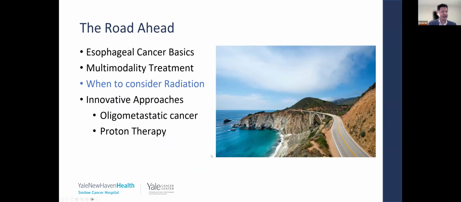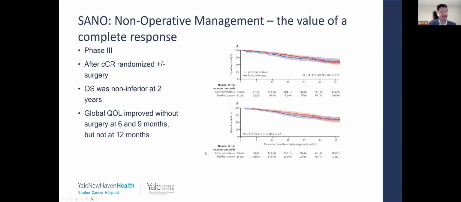And where this is important is really this idea that Dr. Boffa just really went through in a lot of detail, which is that there's this kind of attractive concept of saying, okay, for folks who have a complete pathologic or a complete clinical response to chemoradiation, can we avoid surgery? And so the Sano trial is one example of that trial. There's others.